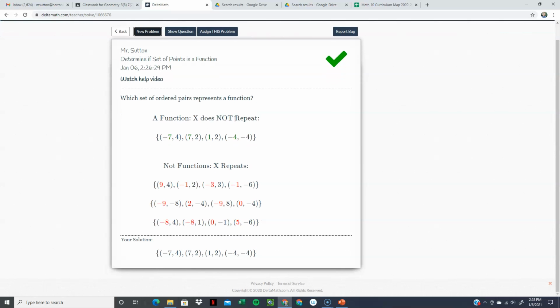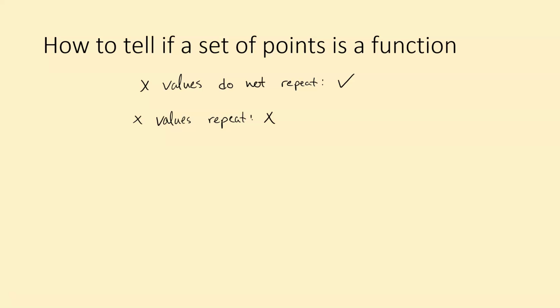So here, and this tells us exactly what we're looking for. X does not repeat. So the trick for all of this is look at your X values and see if you have any repeating X values. Here we have negative 1 repeating, and then we had negative 9 repeating in this one, and negative 8 repeating in this one. So how to tell if a set of points is a function or not?